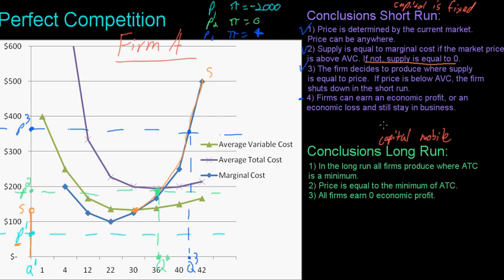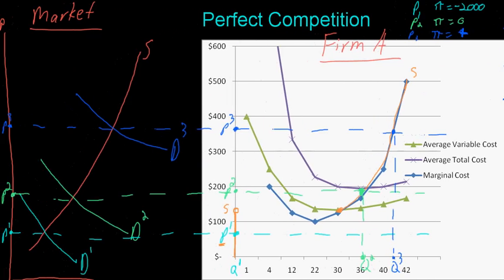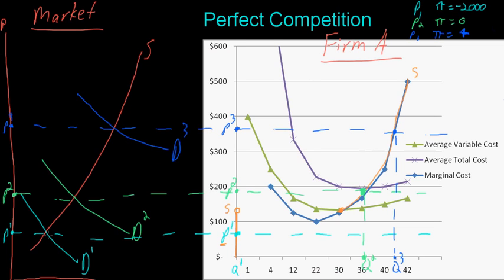So that brings us now to the long run. What happens when capital is mobile? When firms can start or shut down? So if the market price is at P1 and demand is at D1 right here, firms are going to shut down.